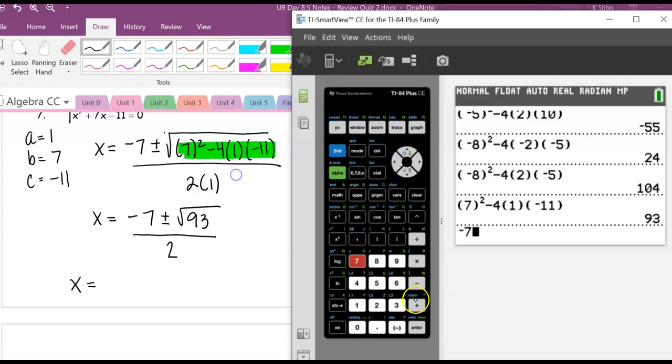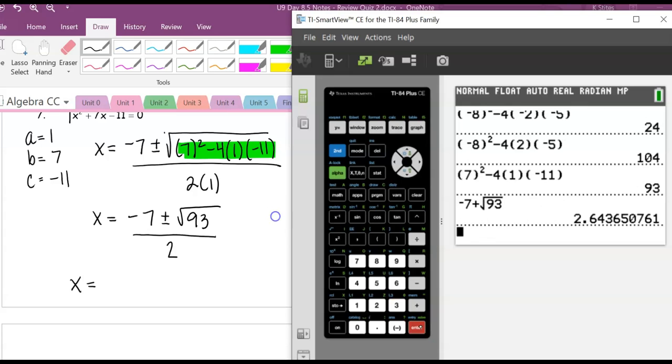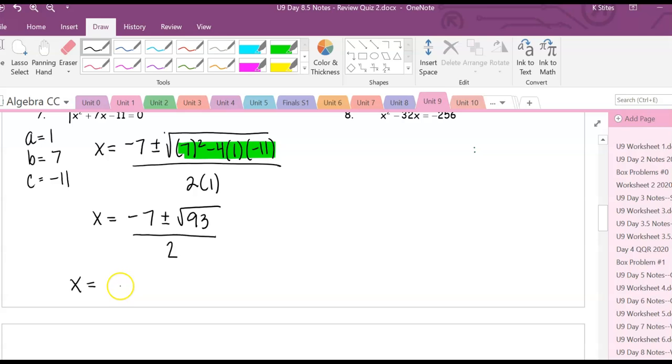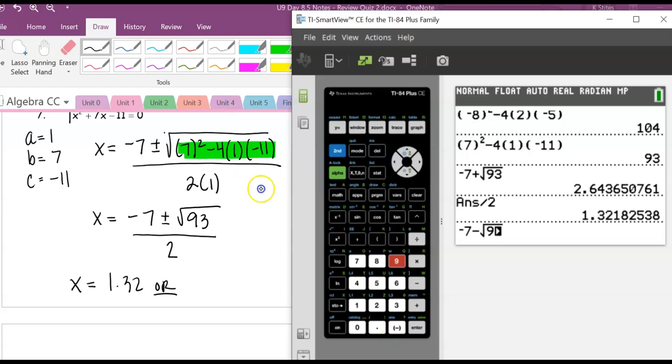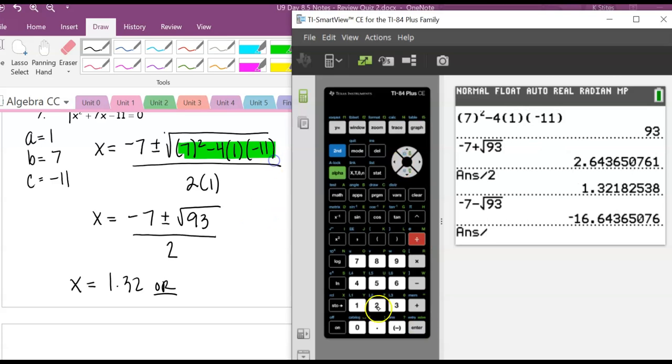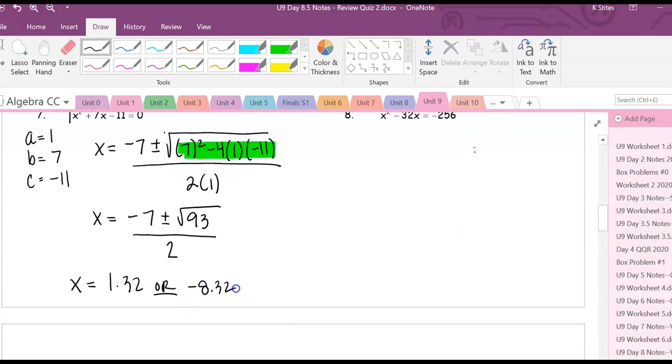So this is where we type it in twice, -7 plus square root 93. Make sure you press enter. Don't forget to divide by 2. So 1.32 is our first answer. Now we type it in again, -7 minus square root 93. There we go. Enter. Divide by 2. -8.32. And again, these are representing your x-intercepts where your parabola hits the x-axis.